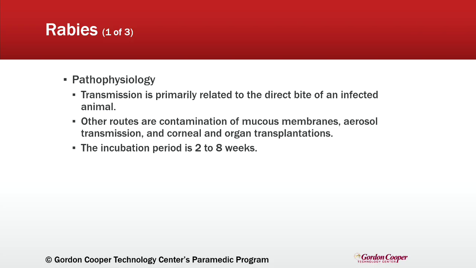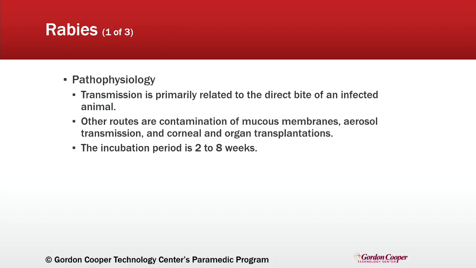So anytime someone has been bitten by one of these, or by a dog or cat with an unknown vaccination status that cannot be proved to have had the rabies vaccine, we should suspect that this could be what's going on. Other transmission routes are pretty rare, but they can include contamination of mucous membranes like the eyes, nose, and mouth through aerosolized exposure, or organ transplants.